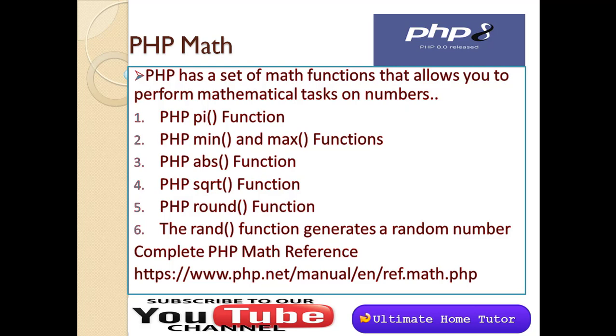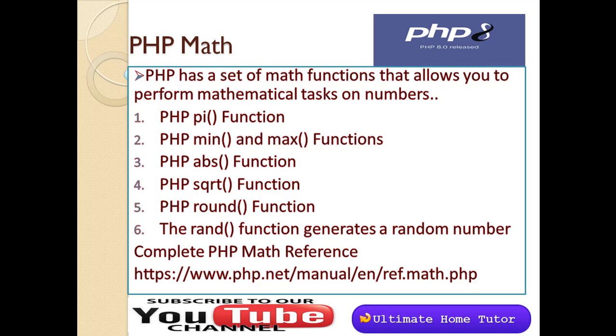Okay, then PHP has the ABS function. The ABS function gives the absolute positive value of a number. Means, if you are given any negative number, then it will give you the absolute positive value for that. Then there is the SQRT function that returns the square root of the number. Okay, then the PHP round function is there. That function is used to round a floating point number to the nearest integer.